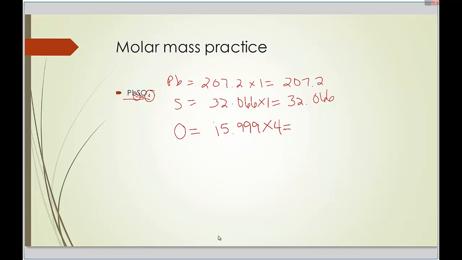That's going to equal 63.996. You add these numbers together, and it comes out to be 303.262, and the units we're going to use is grams per mole. The technical unit is atomic mass unit, AMU, but typically when we start using these in conversions, we automatically convert it over to grams per mole because it's easier to deal with calculations.